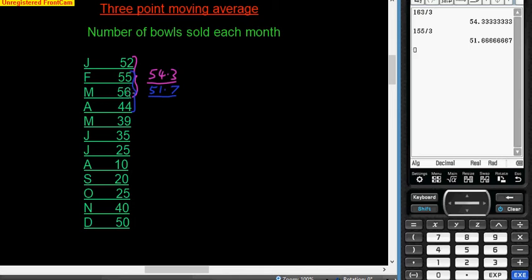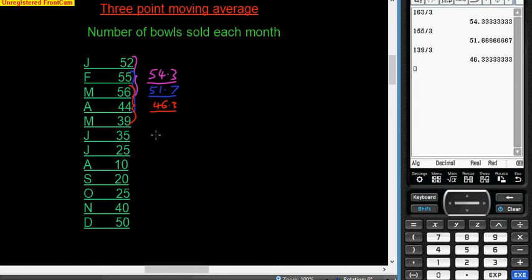So we've got 56, 44, and 39, this time the next three down. They add up to 139. 139 divided by 3 comes to 46.3. So the next three give us 46.3. And so on. You take the next three, 44, 39, 35, and work out the average.